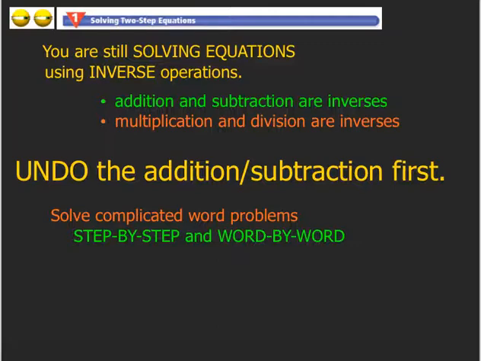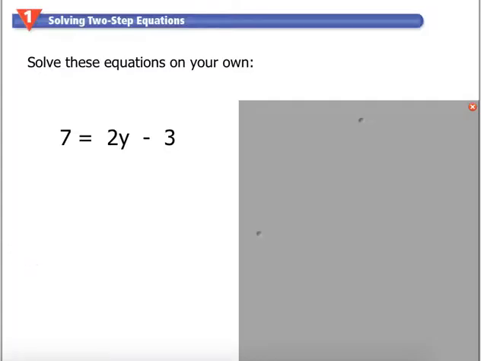They undo each other. But when we are doing multi-step equations, we must undo the addition and subtraction first, and then go on to the multiplication and division, and then go on to things like exponents. What we're doing here is actually undoing it by going PEMDAS backwards. So let's try these out.